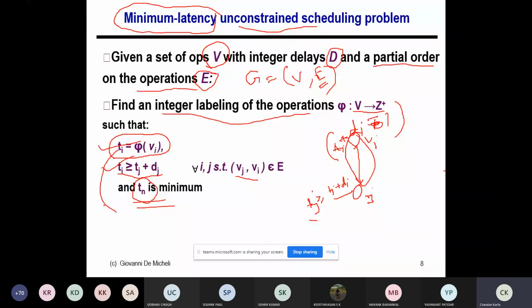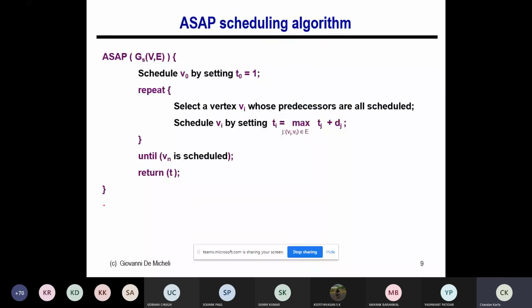I hope it is very simple. There are two such algorithms, called ASAP and ALAP. As the name suggests, ASAP is as soon as possible, and similarly I can have an algorithm called ALAP, as late as possible. These two algorithms I'm going to discuss in today's class, and then we'll move on to MLRC and MRLC. So what is ASAP?